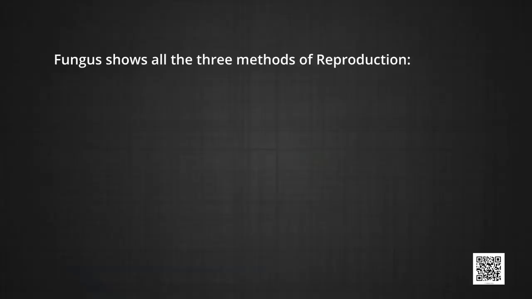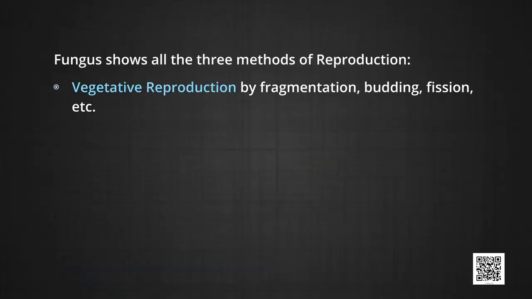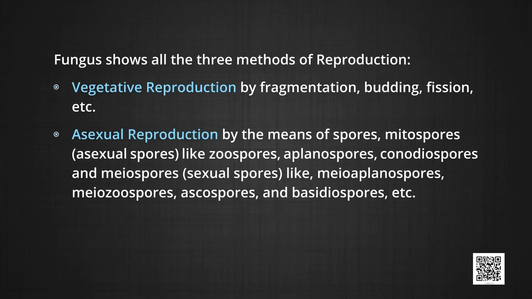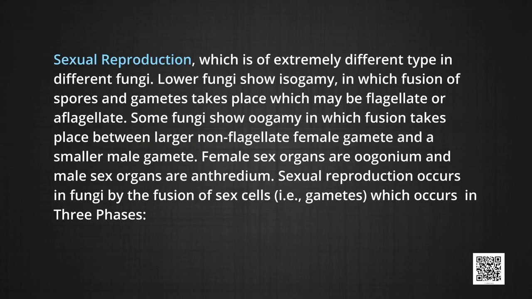Fungi show all three methods of reproduction. First, vegetative reproduction, by fragmentation, budding, fission, etc. Second, asexual reproduction by means of spores, mitospores, like asexual spores such as zoospores, aplanospores, conidiospores, and meiospores. Sexual spores like meioplanospores, mesospores, ascospores and basidiospores, etc. Third, sexual reproduction, which is of extremely different types in different fungi.